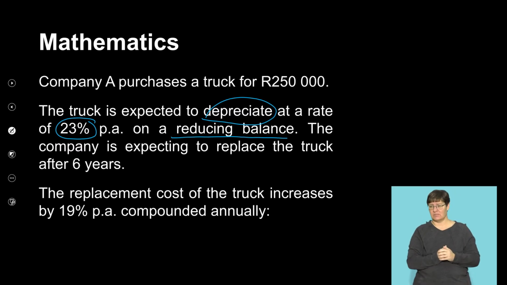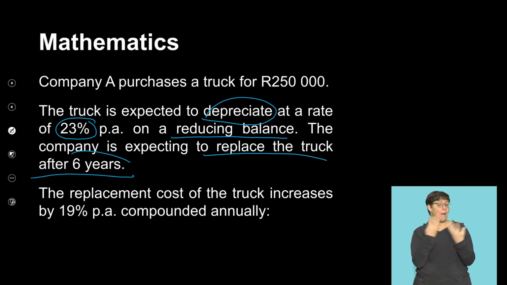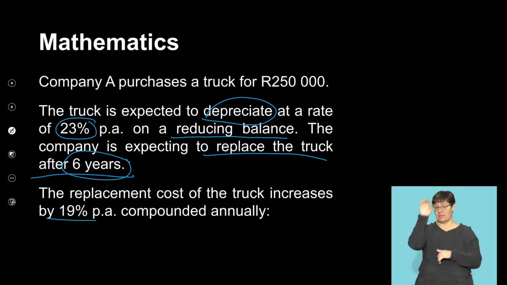This is on a reducing balance because it cannot be on a straight line, because the years are not the same with the truck. Closer to the time you want to replace it, you might find that it's now too much of a liability than in the first 3 years. And then the company is expected to replace the truck after 6 years. So my example here will be for 6 years. The replacement cost of the truck increases by 19% per annum, compounded annually.